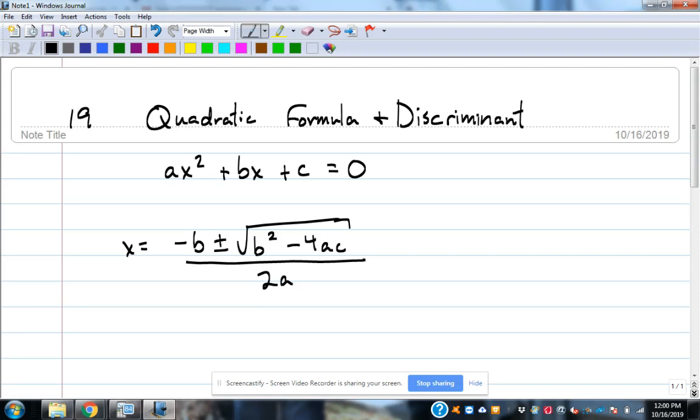X equals negative b plus or minus radical b squared minus 4ac divided by 2a.